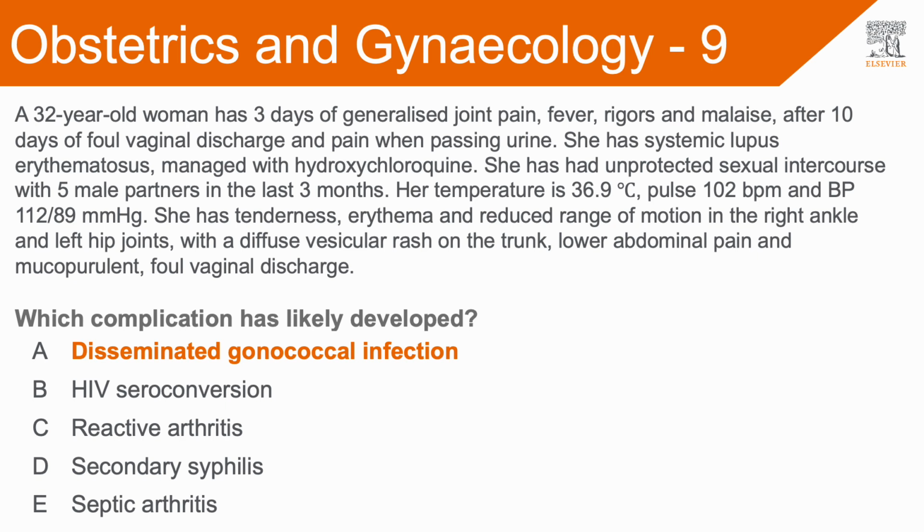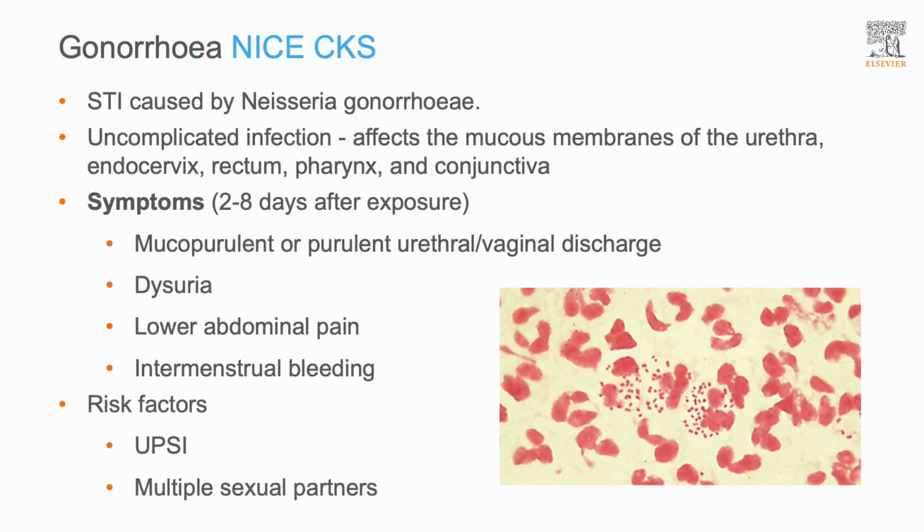This question is requiring you to determine the likely underlying cause and then the subsequent complication which has developed, which in this case is most likely to be A, disseminated gonococcal infection. So gonorrhea is a sexually transmitted infection caused by Neisseria gonorrhoeae bacteria.